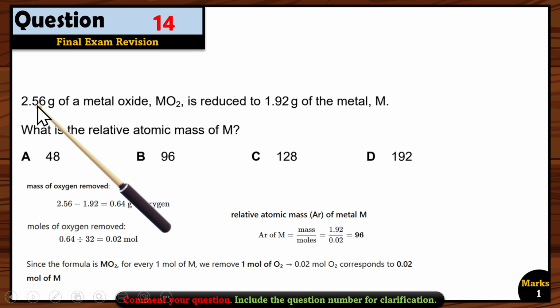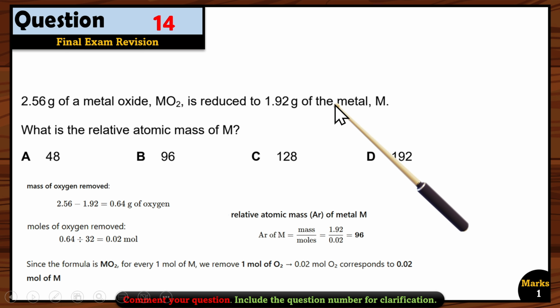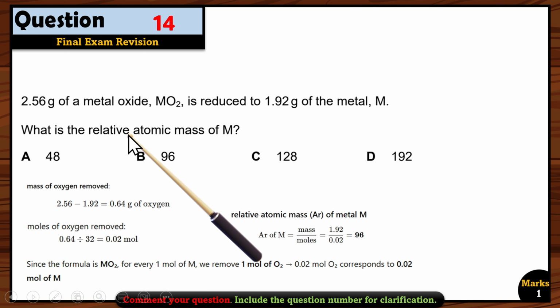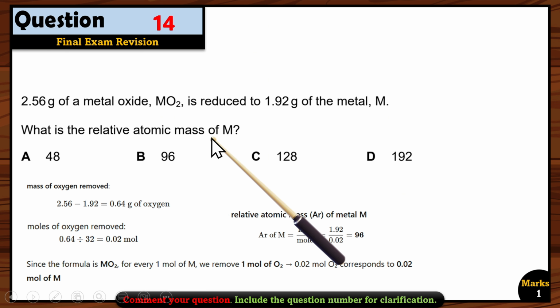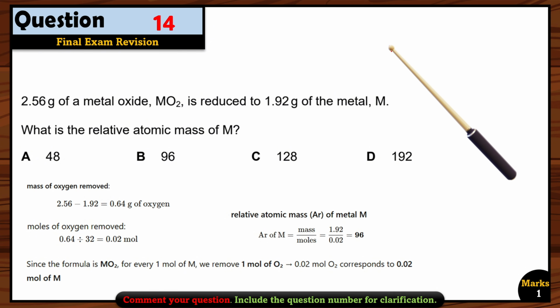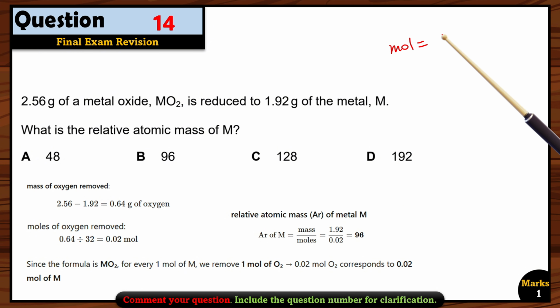Question number 14. 2.56 g of metal oxide MO2 is reduced to 1.92 g of the metal M. What is the relative atomic mass of M? So how can we find the relative atomic mass of M? It's simple. We just have to use the same formula. Moles is equal to given mass divided by molar mass, right? So we have to find the molar mass now.